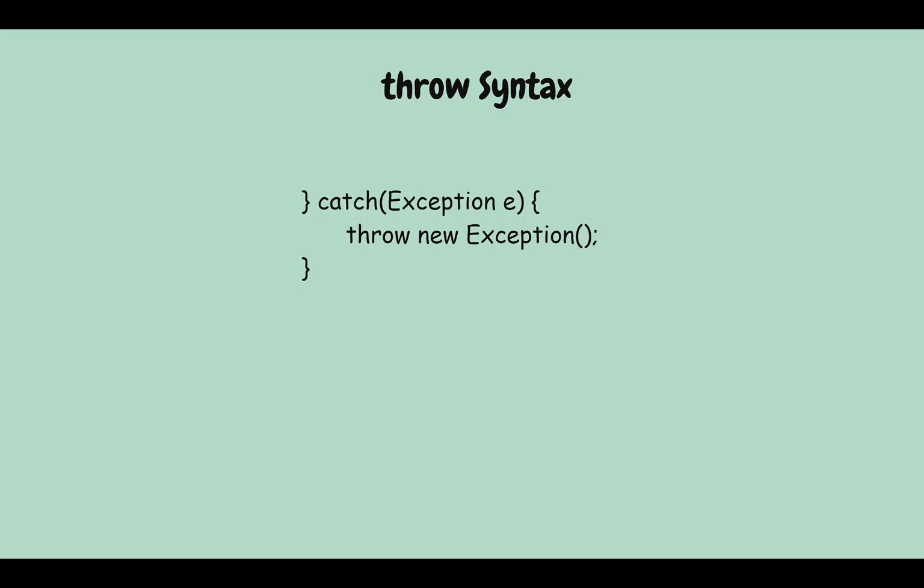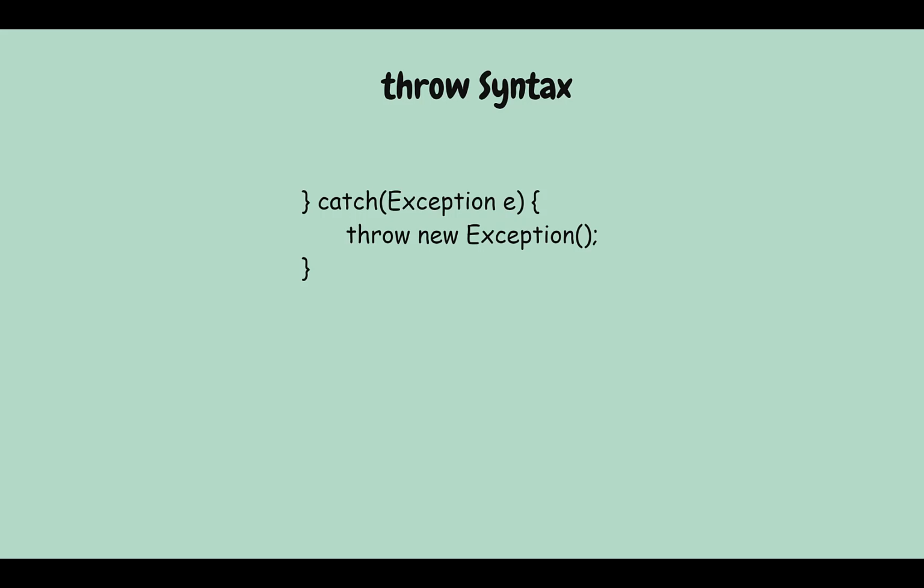Throw and throws are keywords in Java, which means they have predefined meanings. Throw, as its name suggests, is used to explicitly throw an exception. Its syntax is throw followed by an exception object. The exception object might be from inside a catch block where you are throwing an already raised exception, or you can create a new exception object such as this.